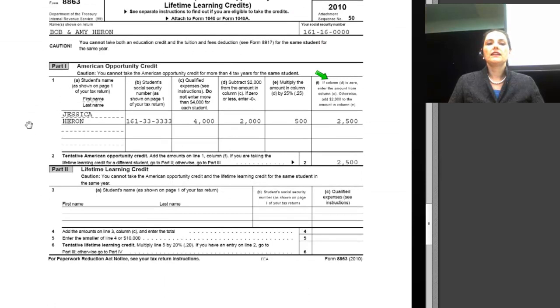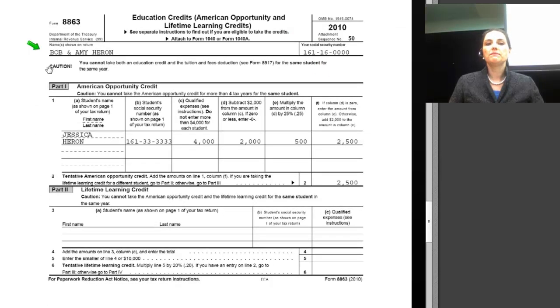Here is the 8863 form for the Herons. Bob and Amy are the filers. Jessica is the person for whom the credit is being claimed. Her expenses were $5,600, but you do not enter more than $4,000 on the form. So we enter $4,000 in column C. We subtract $2,000 out, and we then multiply $2,000 by 25% to get $500. We add C to E and get a credit amount of $2,500.